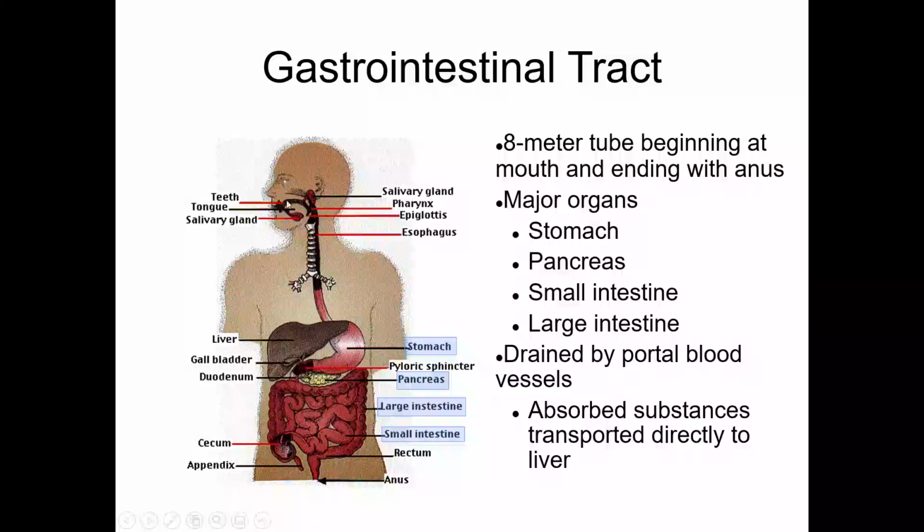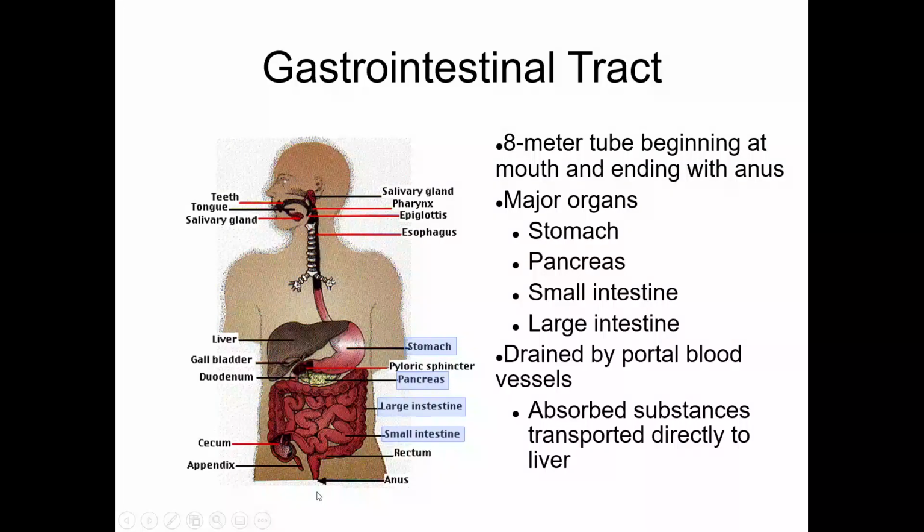So we go from the oral cavity into the pharynx, which is the throat, the esophagus, into the stomach, and then we have the small intestine, which has the duodenum, jejunum, and ileum. And then we enter into the cecum, which is the initial part of the large intestine. And from there, we have the ascending, transverse, descending, sigmoid colon, rectum, and anus.